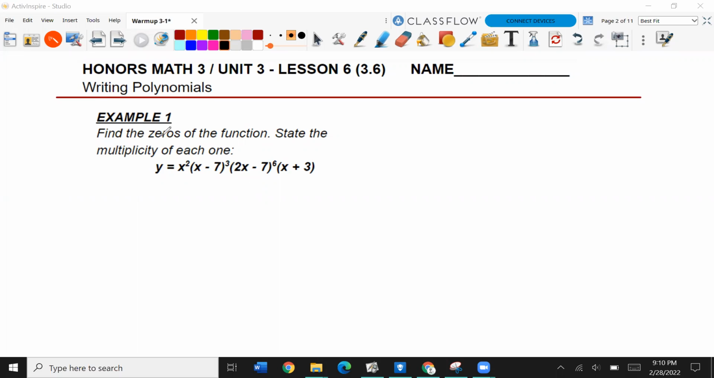So this question simply asks, find the zeros of the function, state the multiplicity. Let's talk about what multiplicity is. Multiplicity is how many times you see that zero occur. And in this case, it's actually just the exponents. So whatever the exponent is, that's going to be your multiplicity. So let's just basically set each factor equal to 0.